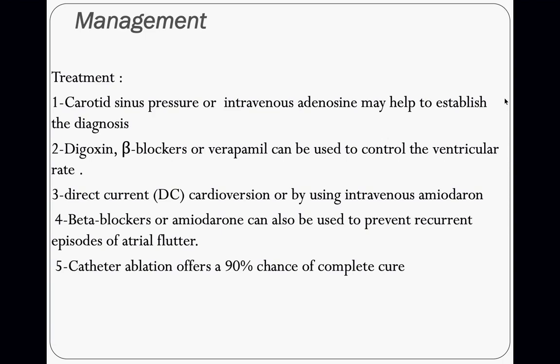Second, treatment for chronic cases by use of digoxin, beta blocker, verapamil. All of these produce rate control for rapid atrial rate and can be used to control the ventricular rate. Direct current DC cardioversion, or intravenous amiodarone, is reserved for acute situations when there is a need to produce a cardioversion. Cardioversion means restoring the normal heart rate.